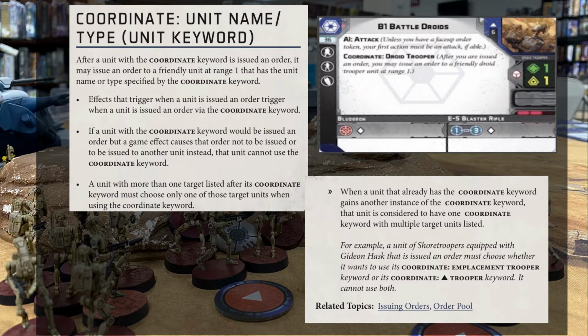A unit with more than one target listed as its coordinate keyword has to choose between one of the two units. For example, if you had Gideon in a unit of shore troopers, you would either have to choose to coordinate to a unit of core or to an emplacement trooper.